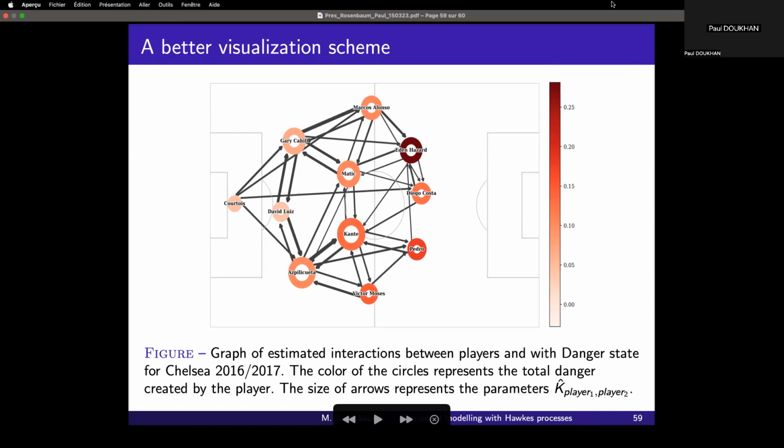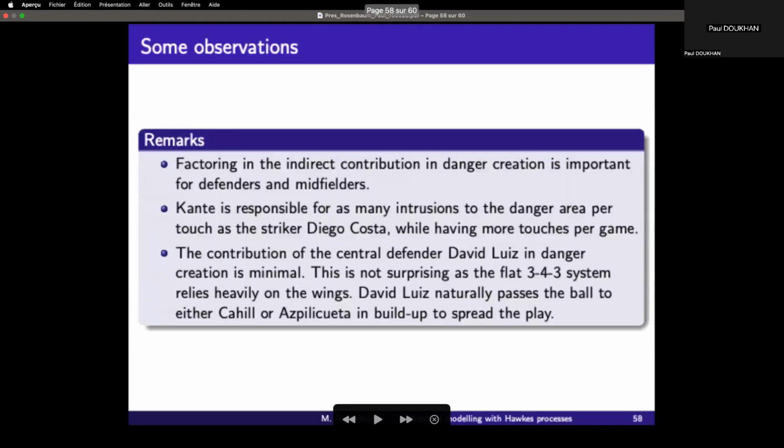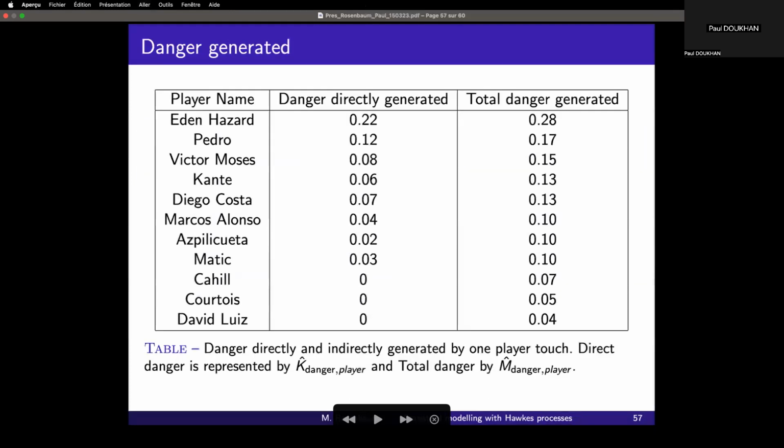So this is a bit for the anecdote, of course, but if you think about it, I think Hawkes processes are quite well adapted for this problem. They're very natural. And you can find some kind of funny function like this. We see Azpilicueta, Kante, and Victor Moses. What is interesting is that if you just look at the basic statistics, the figures are small. But if you look at the more involved statistics, the figures become high.